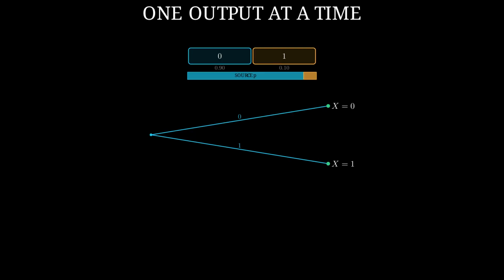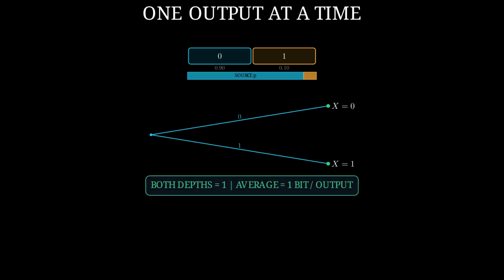First, encode one source output at a time. 0 and 1 need distinct complete code words. The shallowest binary prefix tree has 2 leaves, each one edge from the root. So every source output costs 1 transmitted bit. That conclusion is correct for this one output coding unit.